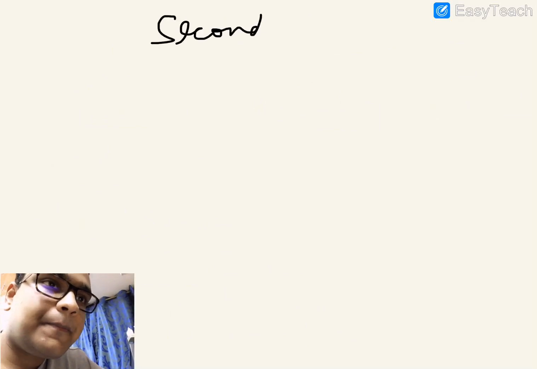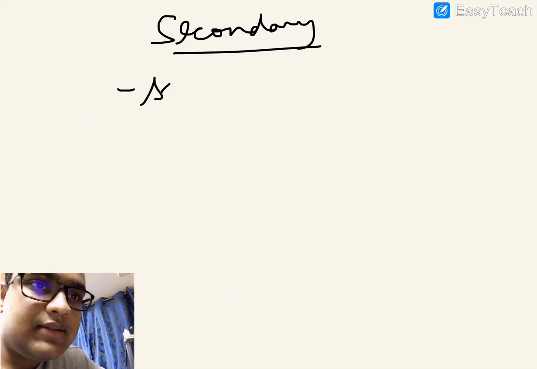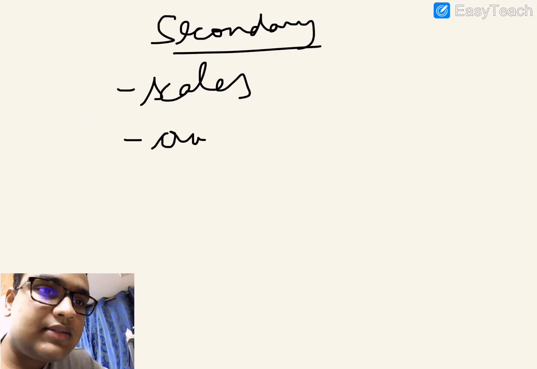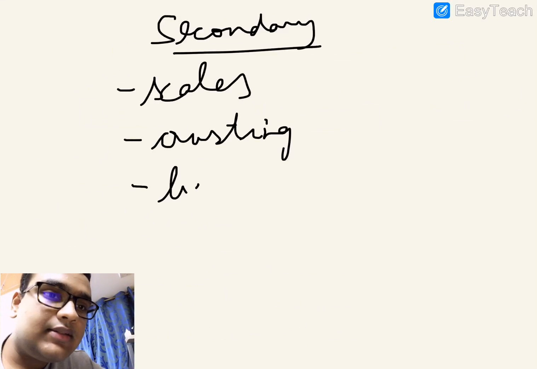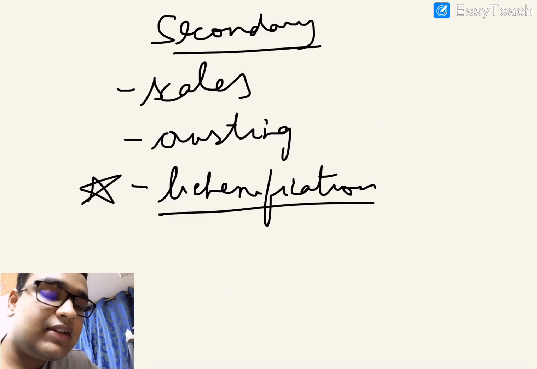Coming to the secondary skin lesions. Secondary skin lesions are scales. As the name itself suggests, they are thickened epidermis which is palpable. Then there's crusting which is usually seen secondary to certain infections. And then there is lichenification. So what is lichenification? This is an important MCQ. Lichenification has three components.